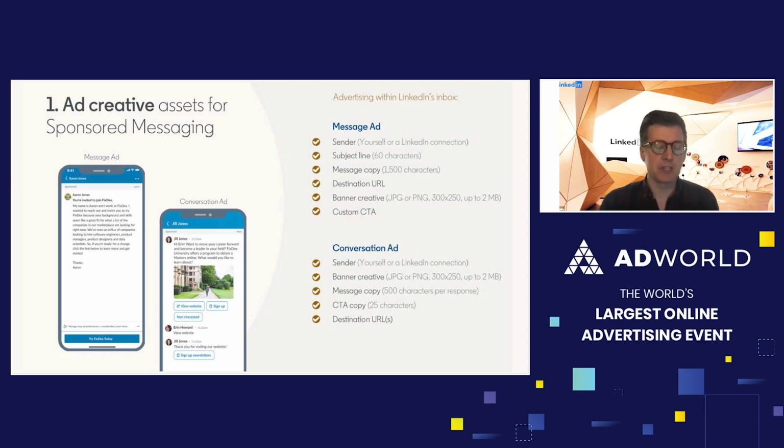For a conversation ad, you'd have a sender, the banner creative, the message copy, the CTA, and the destination URL. What you'll see on these also is that you will have a number of different conversation flows on the conversation ad. This will enable you to have a really good idea of how you want that conversation to flow.